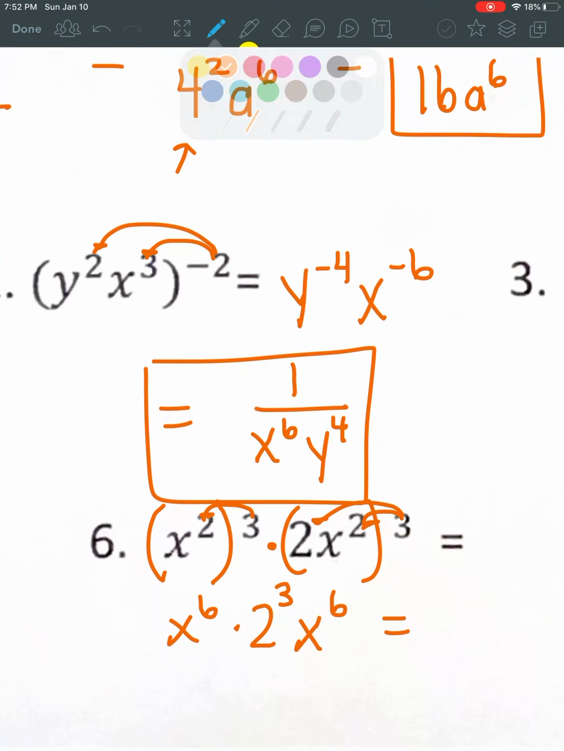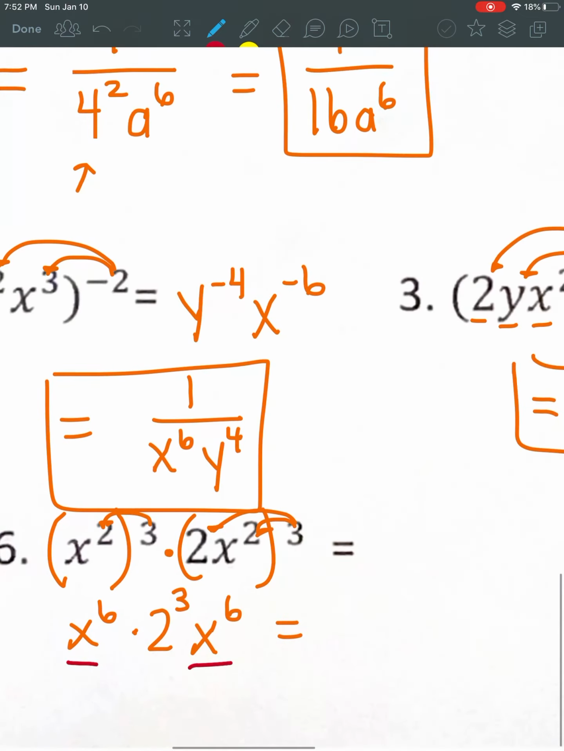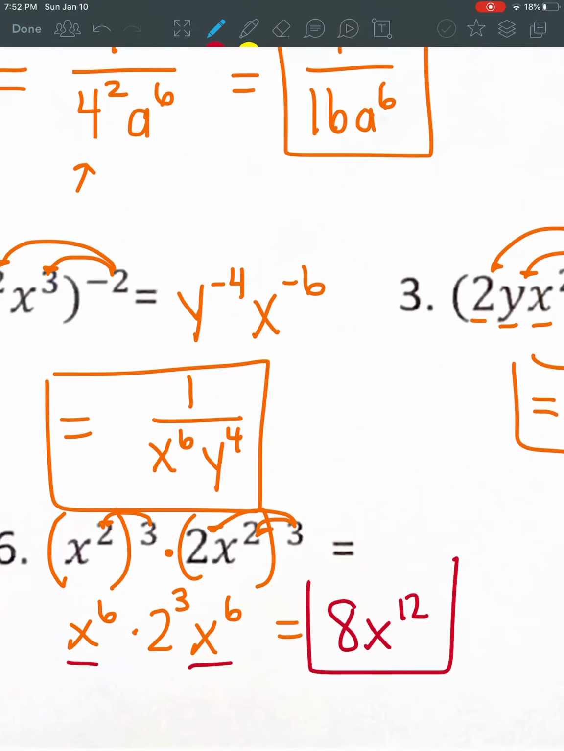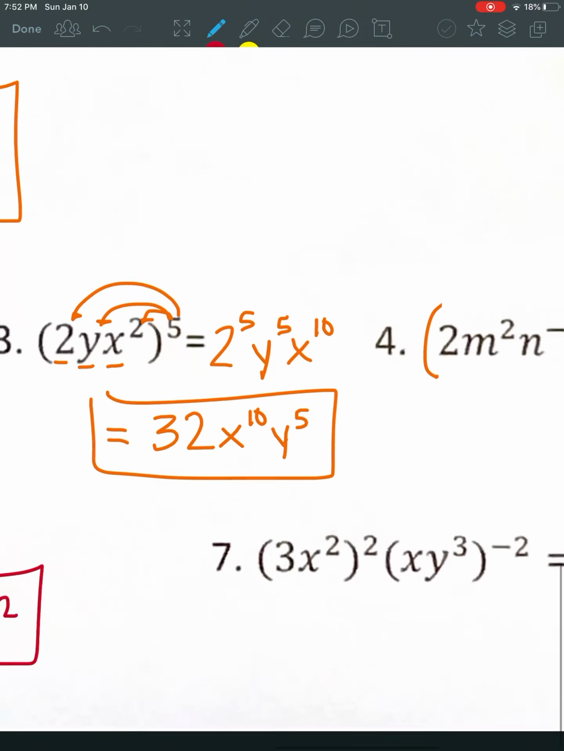Now we can simplify. I'm going to put these x's together. x to the 6th, x to the 6th. So we're going to add them. That's our property where we multiply powers. 2 cubed, 2 times 2 times 2 is 8. So we get 8x to the 12th power.